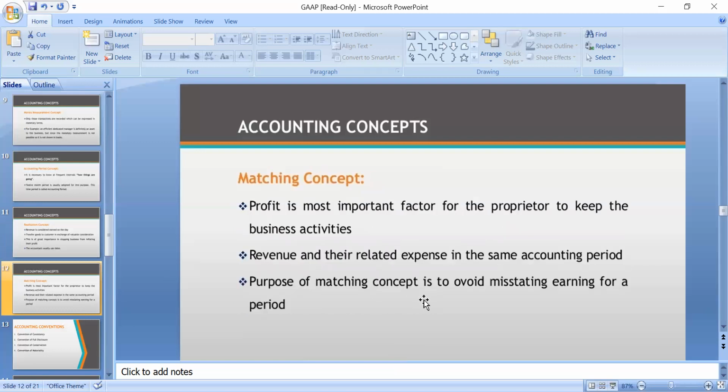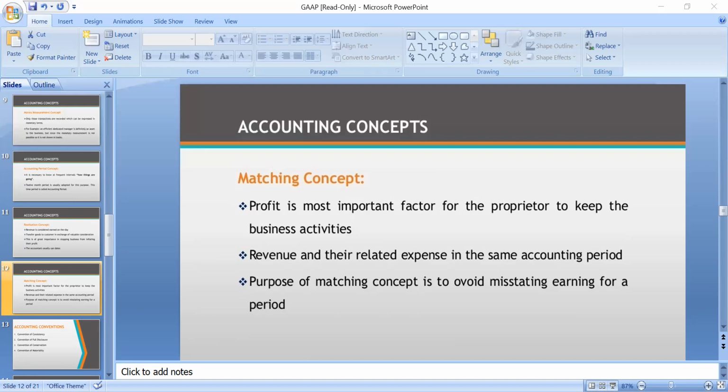Profit is the most important factor for the businessman to keep the business activities going. Match revenue and their related expenses in the same accounting period. The purpose of matching concept is to avoid misstating earnings for a period. According to matching principle, the revenue of a given period should be matched with the expenses of the same period. Okay? So revenue and expenses of the same period should be matched up according to this concept. The net trading profit of a business is calculated by matching the total amount of revenue earned during the given period with the total amount of expenses incurred during the same period. So for a particular period, revenue and expenses are matched, right? Then we get a certain profit.